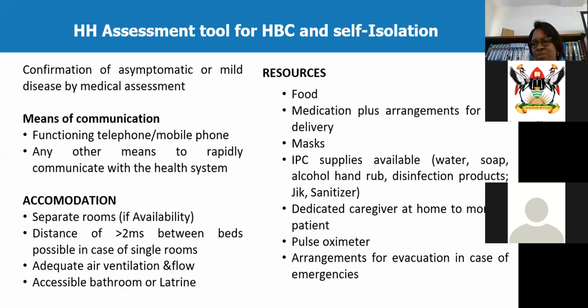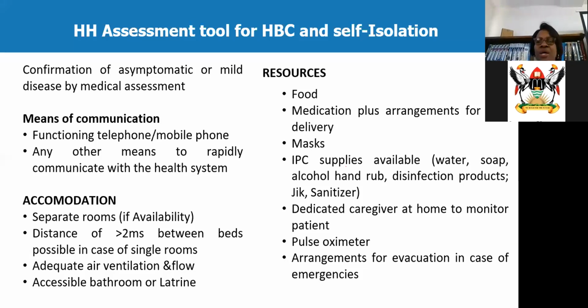It's important that even if there may be 2 or 3 or more people in the household, you have only one designated person taking care of that patient. And that person should also wear medical masks, not cloth masks, and if possible, double mask instead of wearing just one mask. Then have the IPC supplies available, of course: water, soap for hand washing, alcohol hand rub, and disinfection of the surfaces is very, very important. So it's important to have things like Jik available and sanitizer.